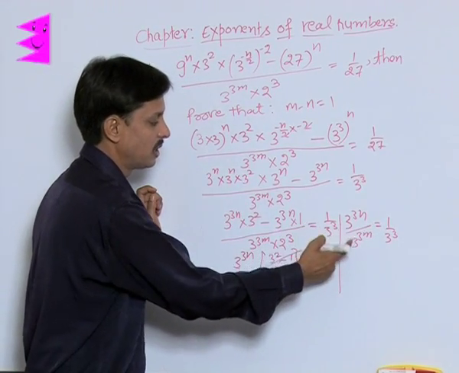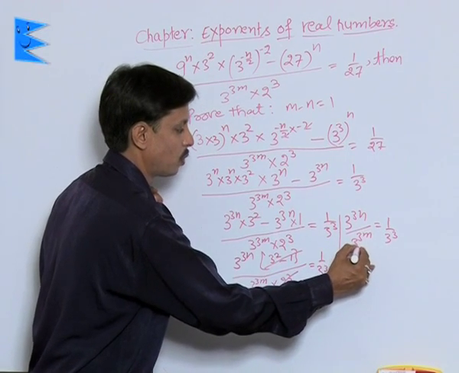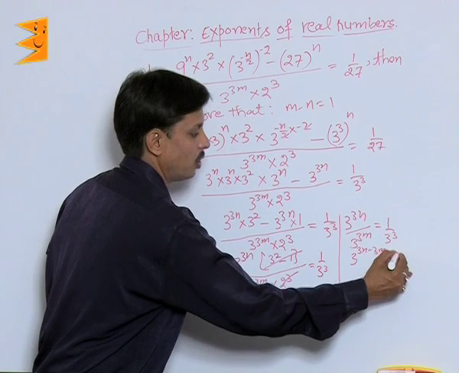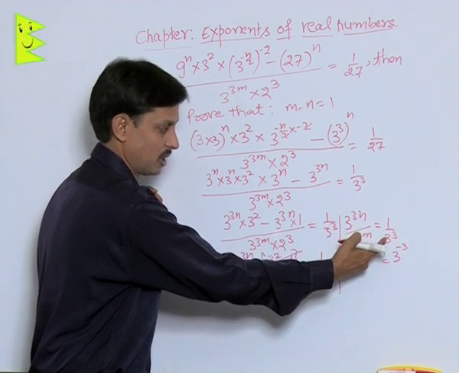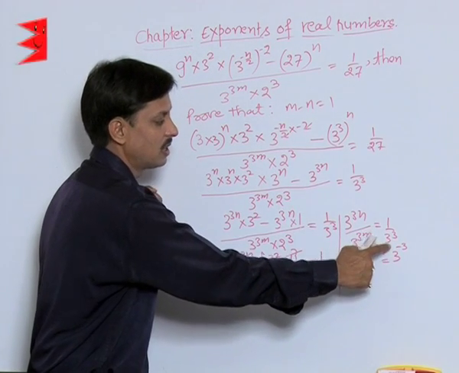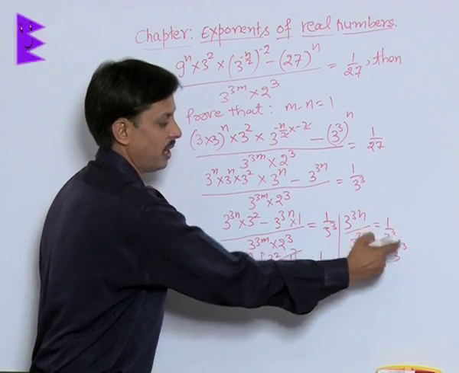Now as the bases are the same, I can say this becomes 3 is to power 3n minus 3m is equal to 3 is to power what? Minus 3, because this is in the denominator. So 3 is to power 3, when this value comes from denominator to numerator, it can be written as this.